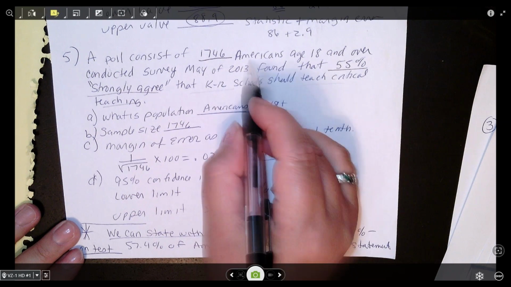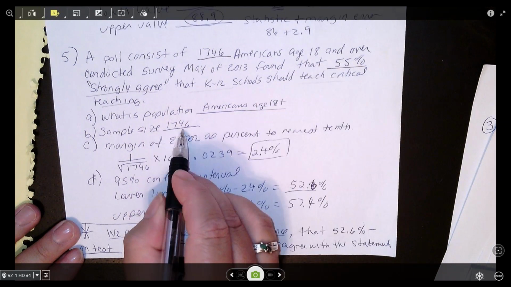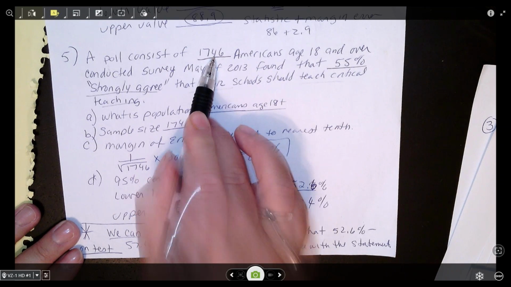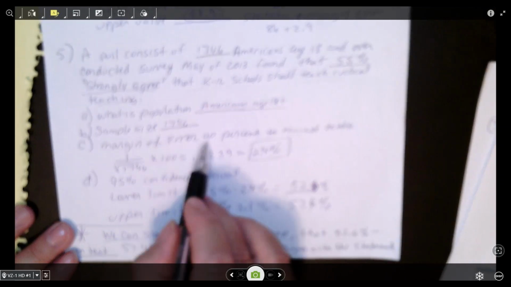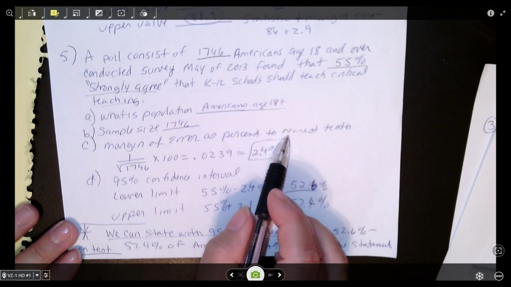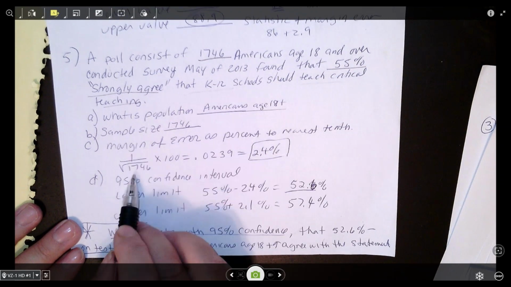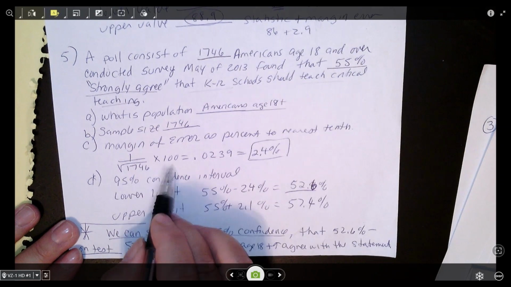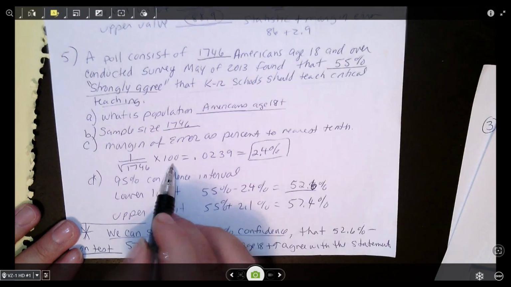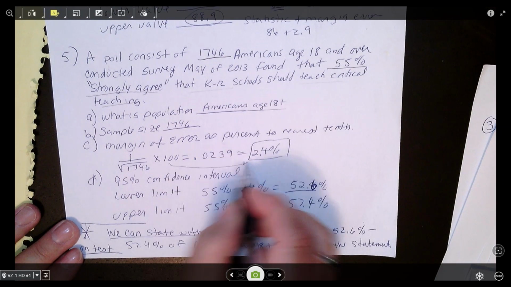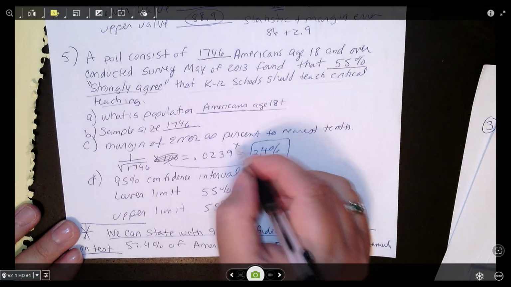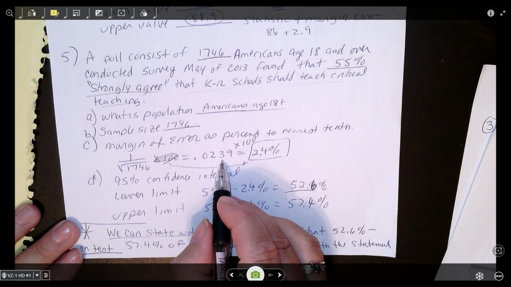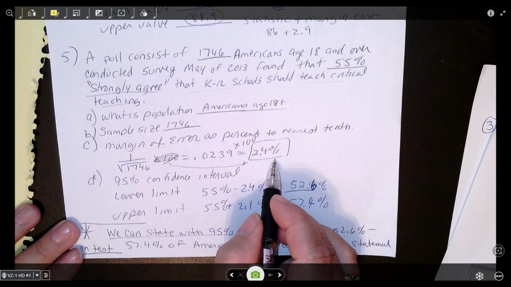I got that right here. The sample size, 1746. The margin of error as a percent to the nearest tenth. So it's 1 over the square root of 1746. That's the decimal form. Then I multiplied by 100. 2.4%. Okay.